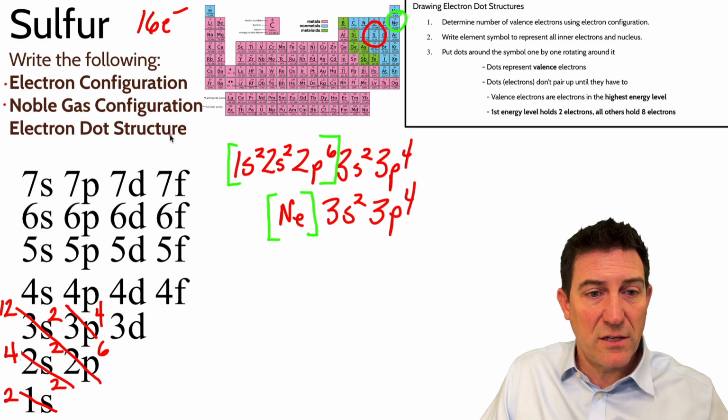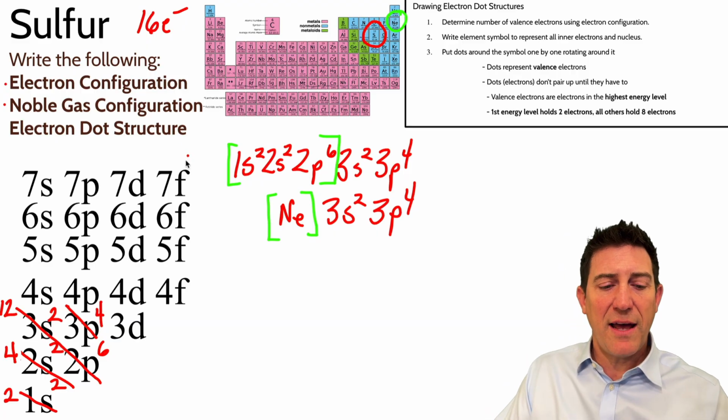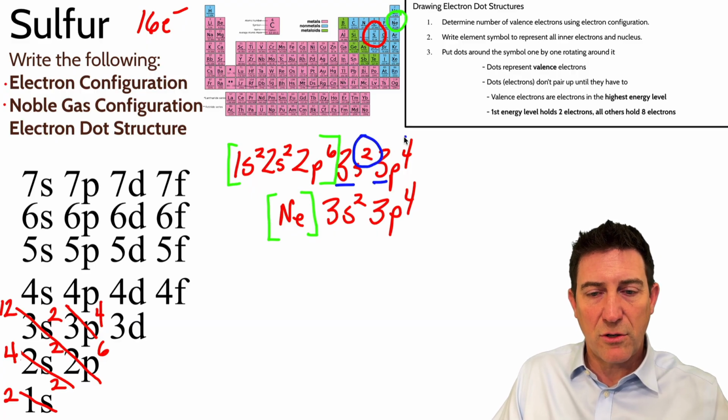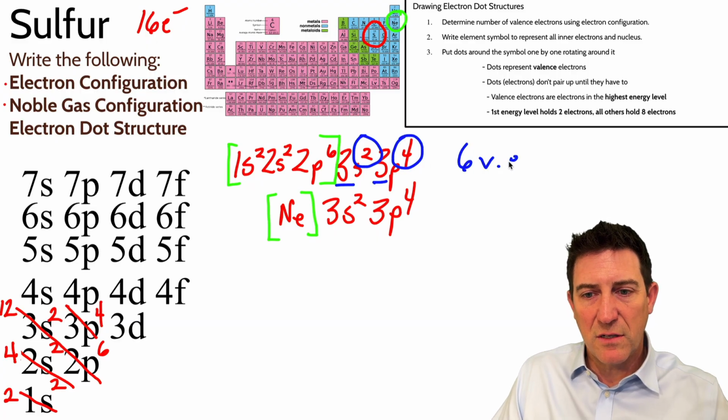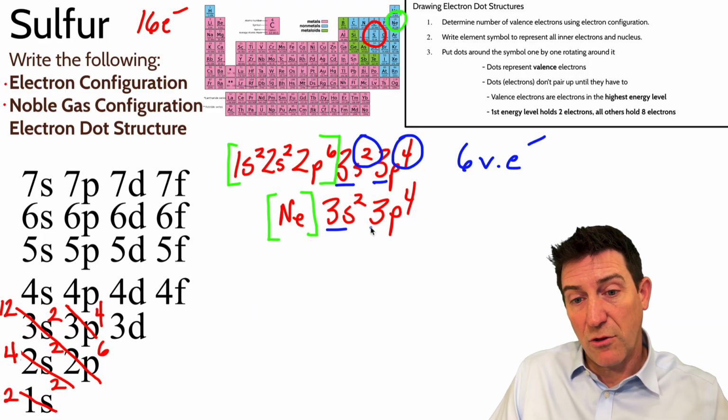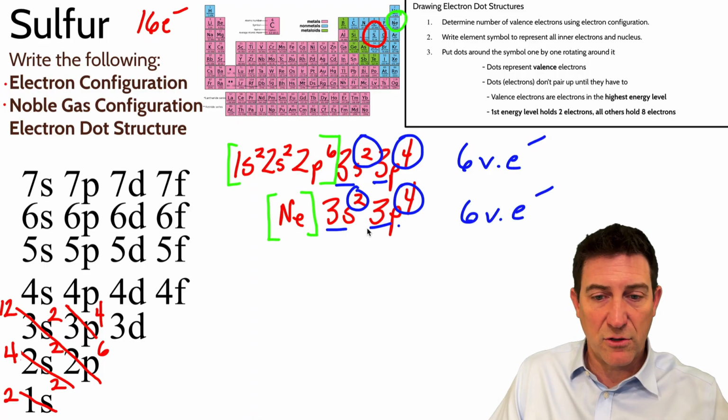Now the electron dot structure. The way I do that, I first need to figure out how many valence electrons this has. I can do it from either one of these, right? Because here's the third energy level. There are 2 electrons there and 4. That's a total of 6 valence electrons. And down here it shows the exact same thing, third energy level, 2 and 4 there. That's 6 valence electrons down here.